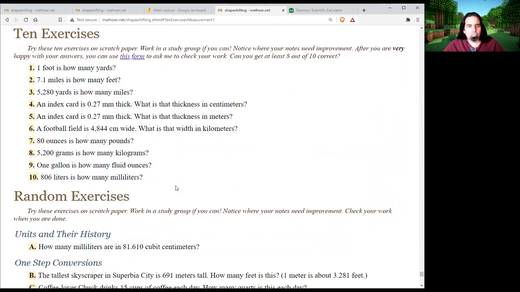Let's look at the 10 exercises for measurement. So feet to yards, miles to feet, yards to miles, millimeters to centimeters, millimeters to meters, centimeters to kilometers, then some stuff with ounces and pounds and grams and kilograms. And gallons had fluid ounces as the parts of a cup, liters and milliliters. So all things we've done.